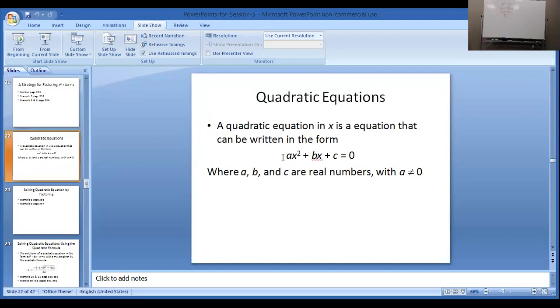Quadratic equations. This is called a quadratic equation. You have ax to the power of 2 plus bx plus c equal to 0, when a, b, and c are real numbers. A is not 0.